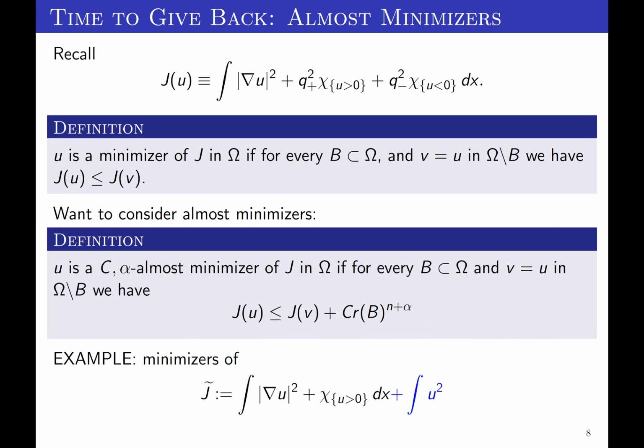So let me give you a concrete example. If you take the original functional, here I'm letting Q minus be 0 and Q plus be identically equal to 1. And then I add a lower order term. This J tilde will be an almost minimizer in the sense of this definition. Minimizers of J tilde will be an almost minimizer to the original J in the sense of this definition. Right? And that's because this term scales faster than the other terms, right? You can see there's no derivatives here.